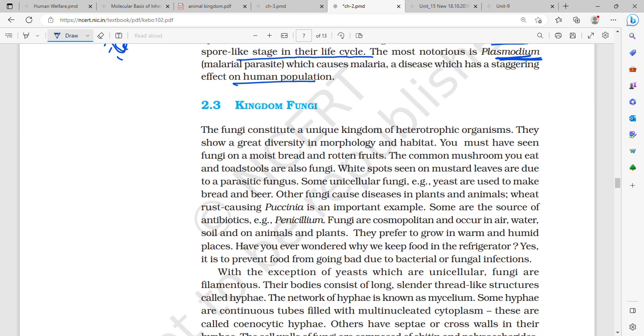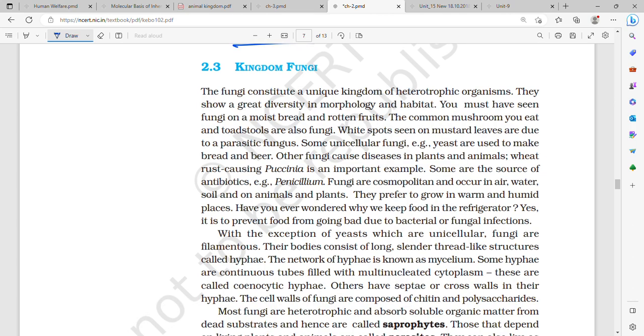Then we come to kingdom fungi. The kingdom fungi constitute a unique kingdom of heterotrophic organisms. They show great diversity in morphology and habitat. You must have seen fungi growing on moist bread and rotten fruit, the common mushroom which you eat, and the toadstools. They are also fungi. White spots which are seen on mustard leaves are due to a parasitic fungus. Some unicellular fungi, for example yeast, are used to make bread and beer.